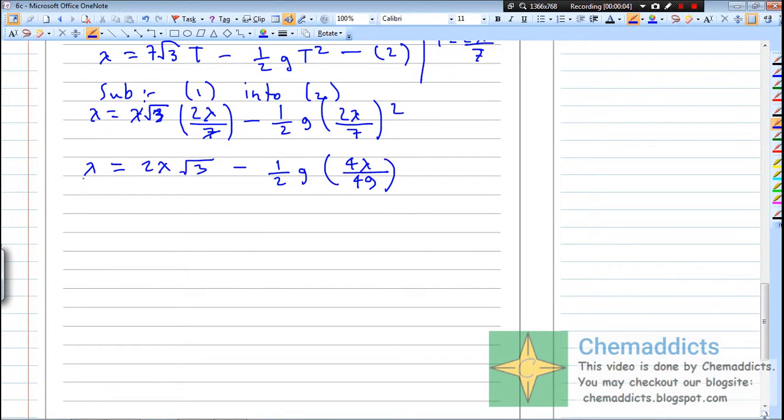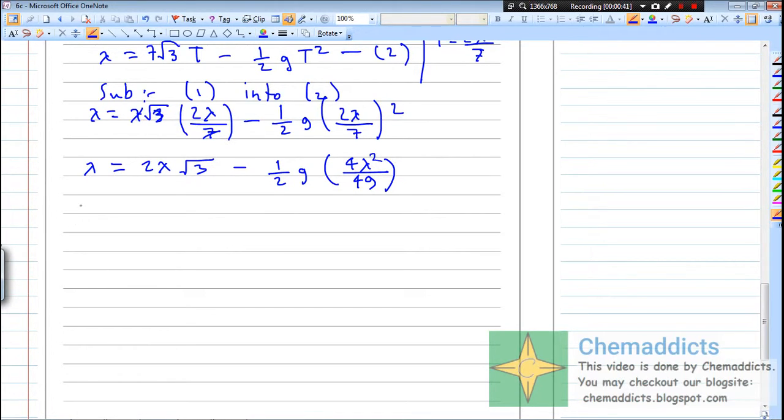So now we have lambda on this side, and after simplifying this we have 2 lambda root 3 minus half g. Here this should be squared, so 4 lambda square by 49. So let us bring all these things on this side.